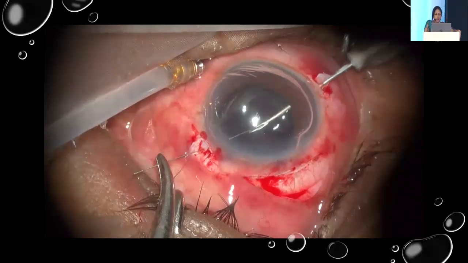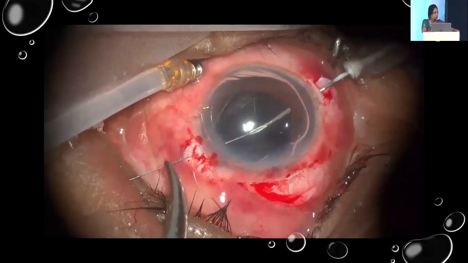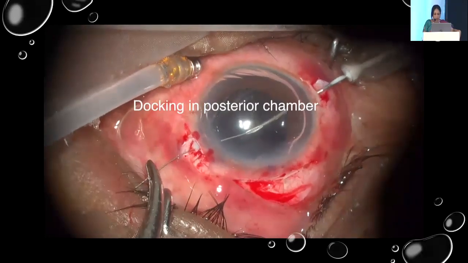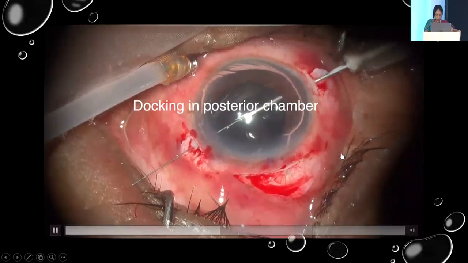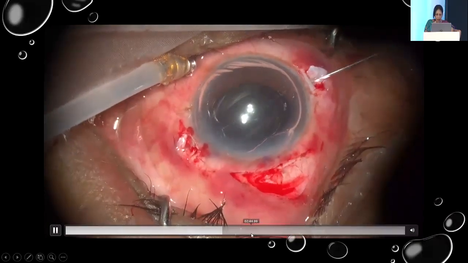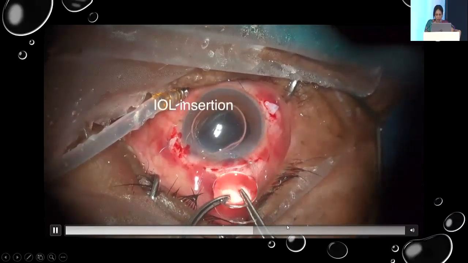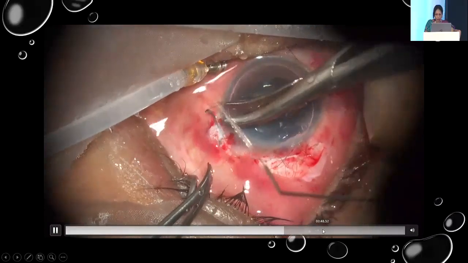And these are the steps to do scleral fixation. I'll just skip these steps because sir will show it in the secondary IOL, and I'll just see if there is anything more in this one. So this is just the IOL. I think these steps will be shown by sir. I'll go to the next video.